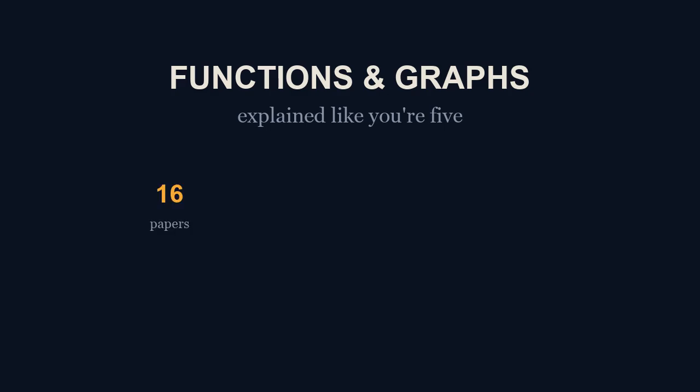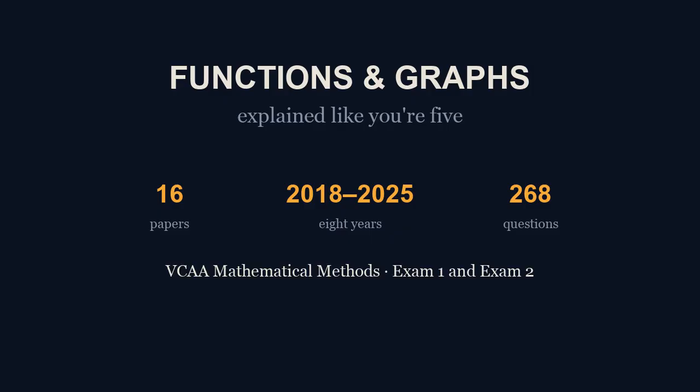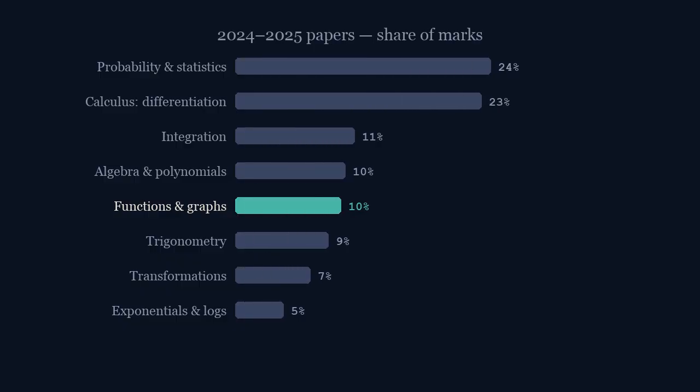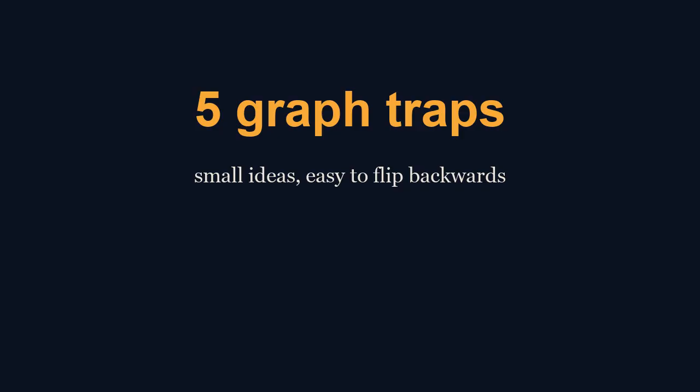Same deal again. Every VCAA Methods exam, 2018 to 2025. 16 papers, 268 questions, sorted into topics. This time the slice is smaller. Functions and graphs, about 10%. But it's the topic everyone bleeds marks on for the dumbest reasons: sign errors, and logic that runs backwards. So today, 5 graph traps. Small ideas, easy to get flipped the wrong way round.